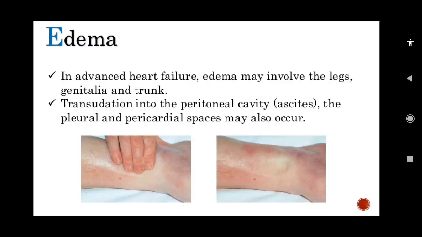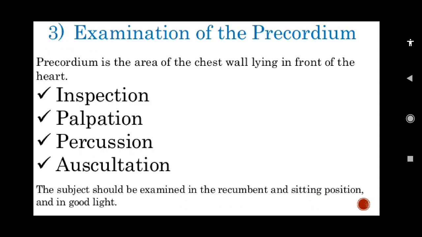You can see this is a pitting type of edema. When we press the tissue against the bony surface, it will cause pitting of the skin into the pressed area. So this is seen in advanced heart failure. It involves the legs, genitalia, and the trunk.